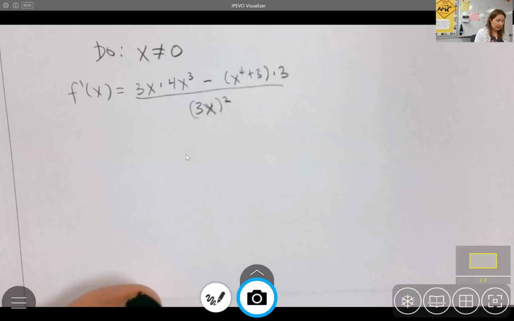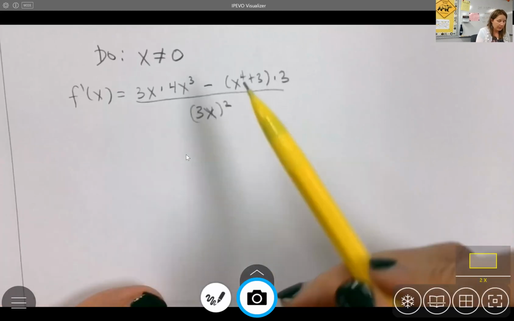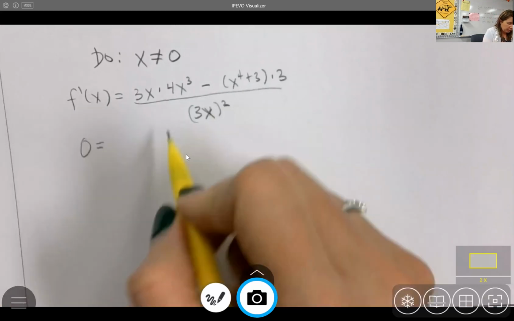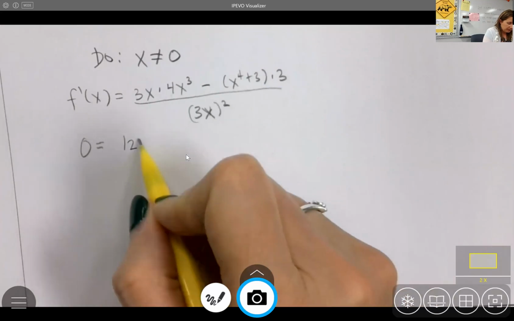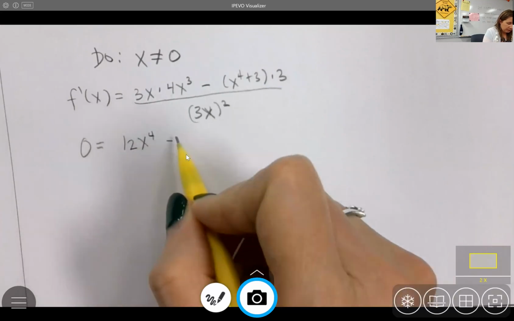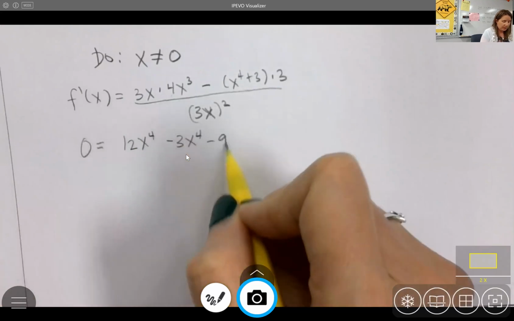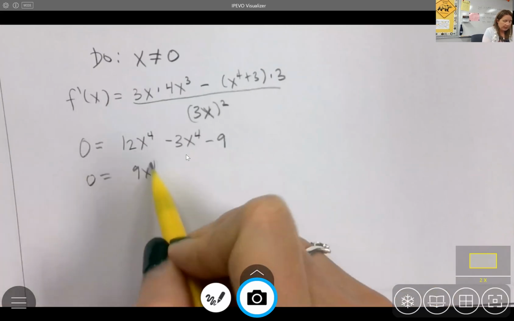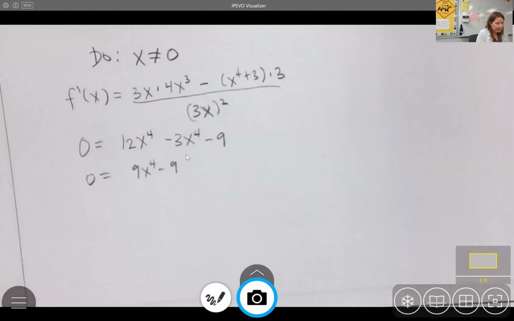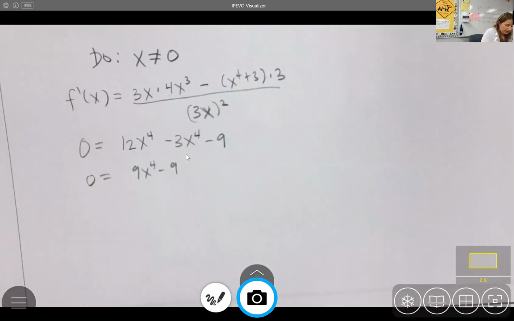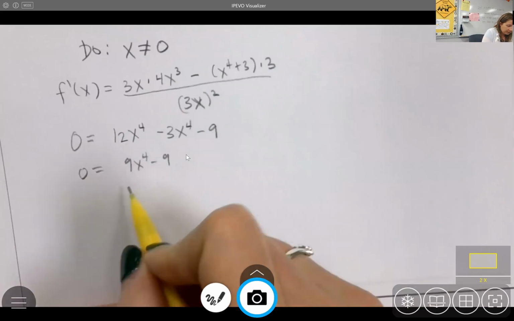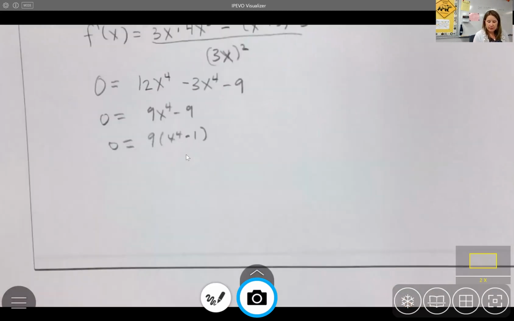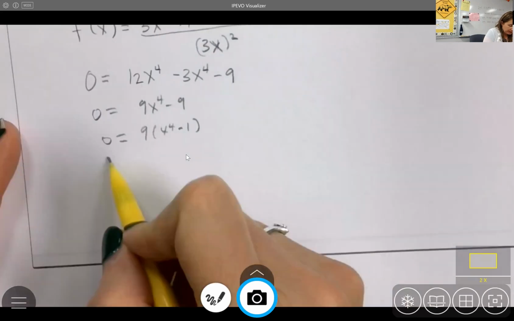Basically where this function equals 0 is where the top equals 0, right? So if I go ahead and simplify it a little bit, this is going to be 12, 4 times 3 is 12, x to the fourth, minus 3, x to the fourth, minus 9. One more time, 12 minus 3, so this is 9x to the fourth minus 9. So now I'm going, okay, it's not as bad as I thought it was going to be. And then I can take a 9 out, and I get x to the fourth minus 1. And if I factor that, I know this is a difference of squares.